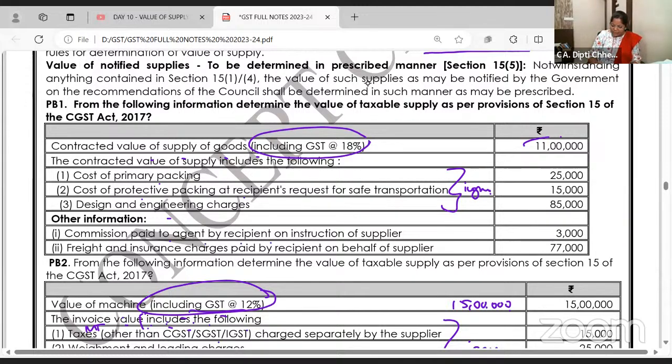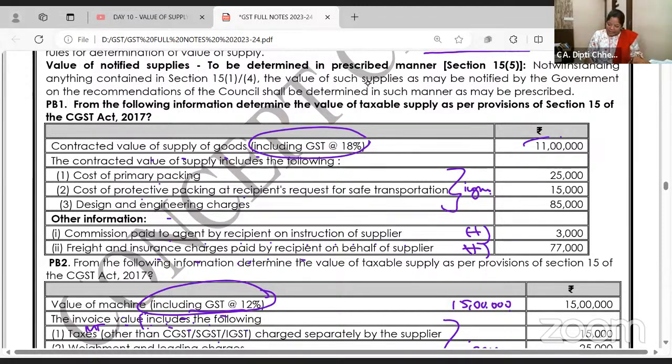Commission paid to agent by recipient on the instruction of the supplier. Okay, so you have paid it to a third party. So add it. अगर आपने थर्ड पार्टी को कुछ पे किया है तो आप क्या करो, उसको ऐड कर दो. Freight and insurance charges paid by the recipient on behalf of supplier are added.